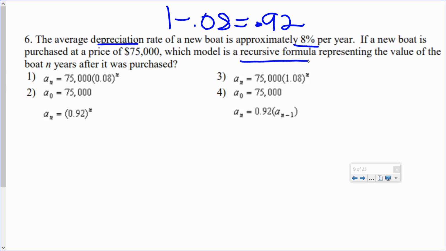So first of all, choices 1 and 3 are not recursive. In fact, choice 2 is not recursive either, because a recursive has to have an an minus 1, and choice 4 does make sense. I am taking the previous amount and I am multiplying it by 0.92.